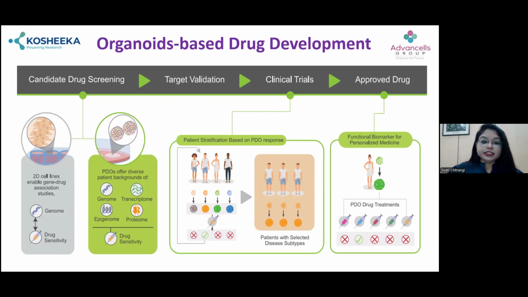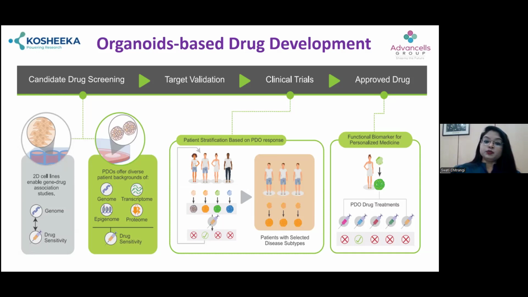Once you get all these data, then you can identify patients, that is, which kind of patients you have to test. You will not randomly go and check the drug on any volunteer. After getting the data from patient-derived organoids or 3D organoids, you can do the clinical trial in a stratified manner. That is, you will not randomly do your clinical trial on anyone.